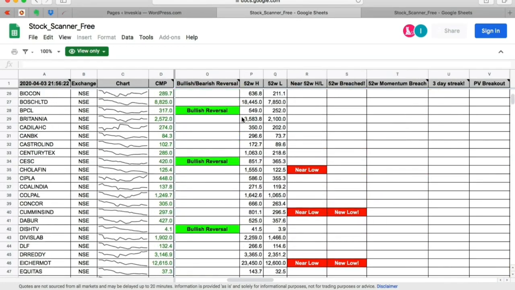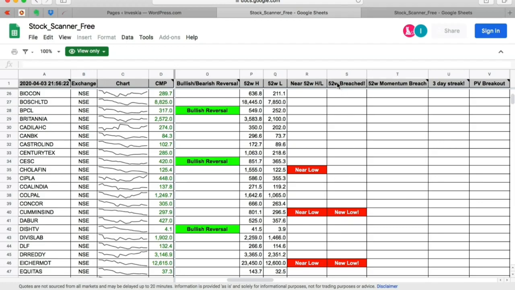Can you see any stock over here? Yeah, near 52-week low. The current market price of Chola Finance is 125.4, and the 52-week low is 122.5. That is, it is near low. It can breach its 52-week low anytime. So you have to be careful if you are holding this stock.